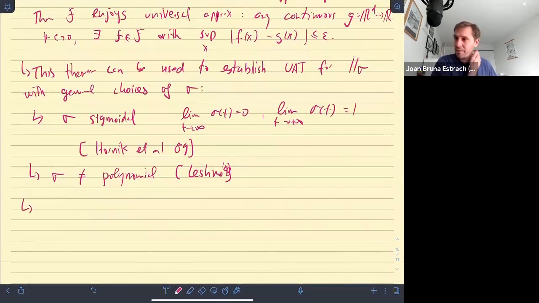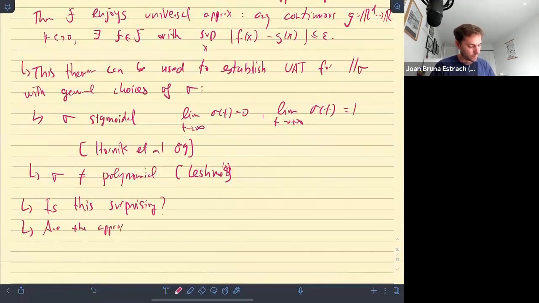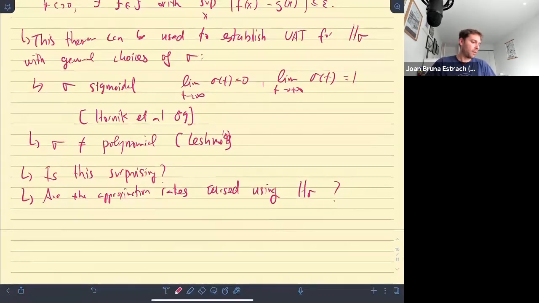A question that might be asked here is: is this surprising? And of course, another question is: are the approximation rates cursed using again this model?